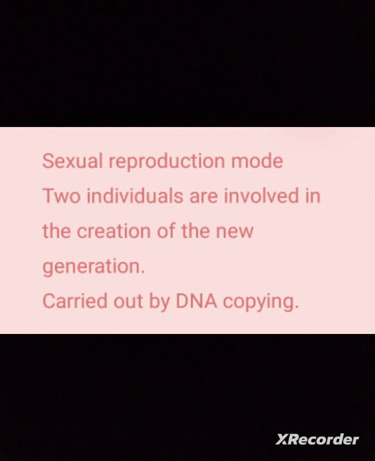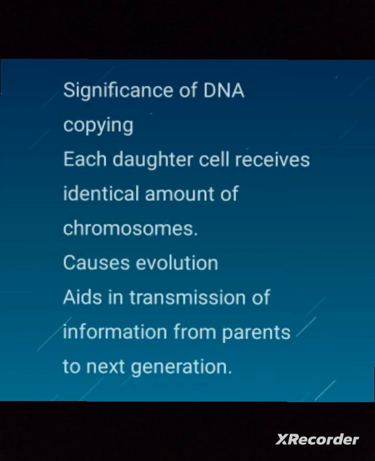Sexual reproduction is the process which involves the production of new organisms by the combination of genetic information of two individuals of different sexes. This genetic information is carried on chromosomes in the nucleus of reproductive cells called gametes. This process can be carried out by DNA copying. We have already learned about DNA copying in our previous videos. To know more about the DNA copying process, you can click on the link given in the description box.